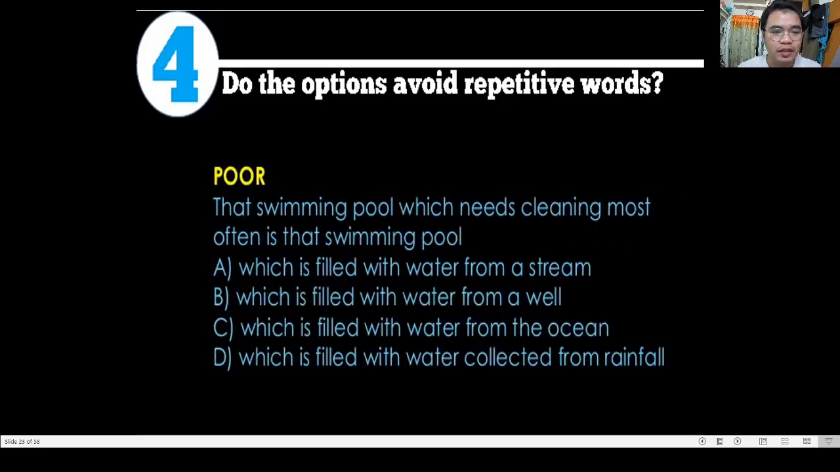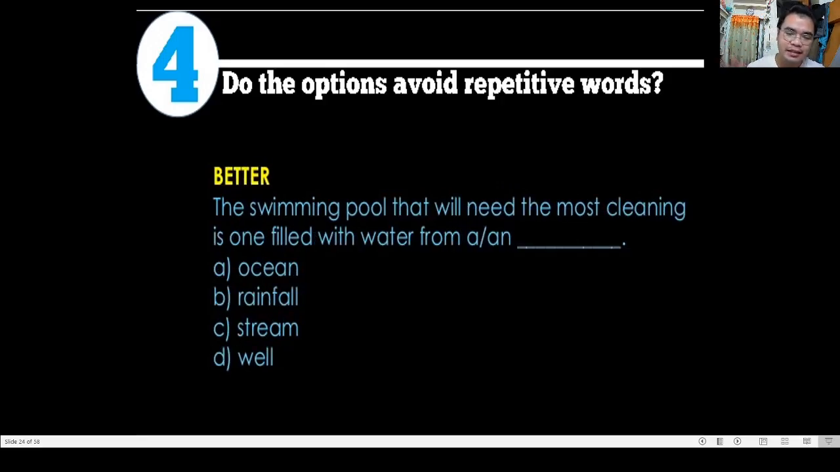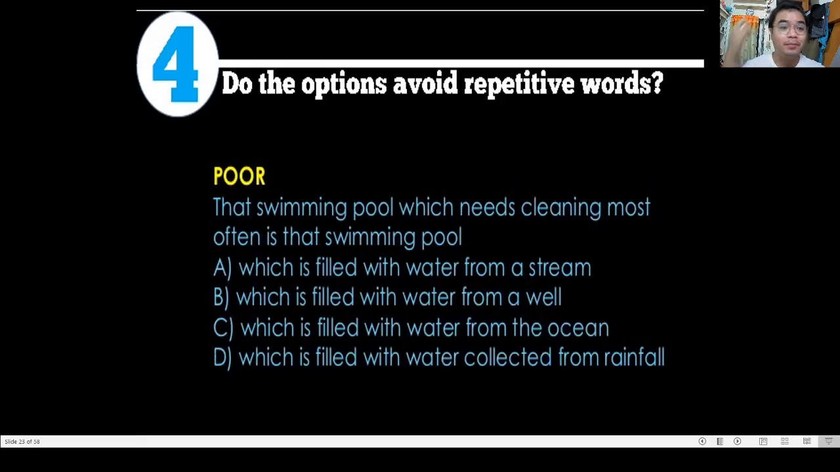So, instead of using this item or constructing your item in this way, make sure that it's clear by avoiding repetitive words. Okay? So, this one. The swimming pool that will need the most cleaning is one filled with water from a or an. Okay? Mamaya, bakit kaya naglalagay ng a or slash an? Bakit hindi pwedeng a lang? Bakit hindi pwedeng an lang? Let's talk about that later. But this one, okay, tinanggal natin yung which is filled kasi pare-parehas lang naman. So, ilagay na natin siya doon sa stem.